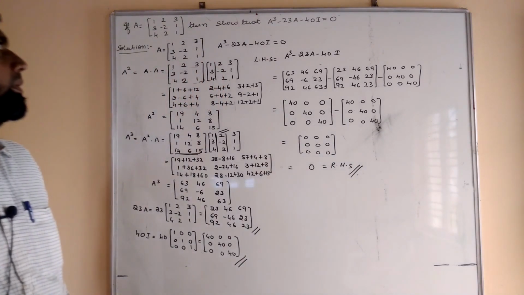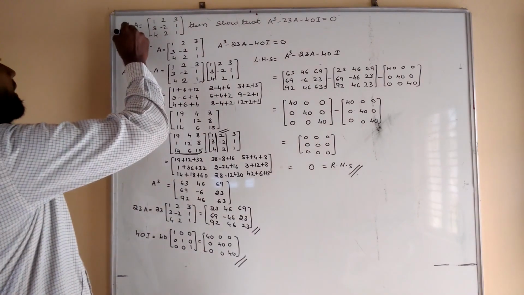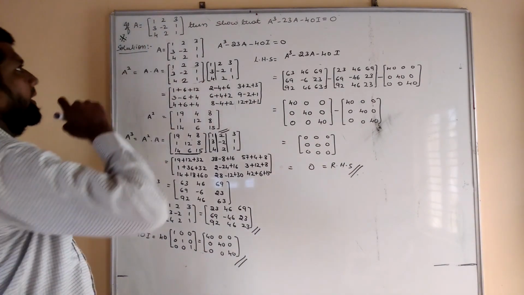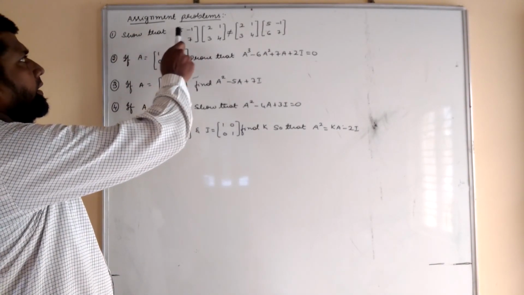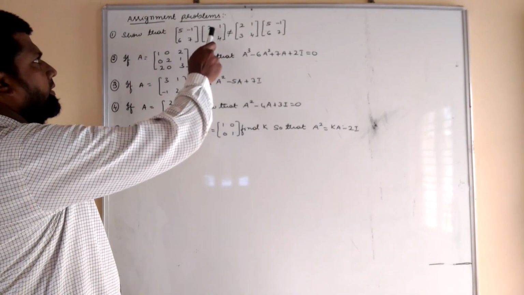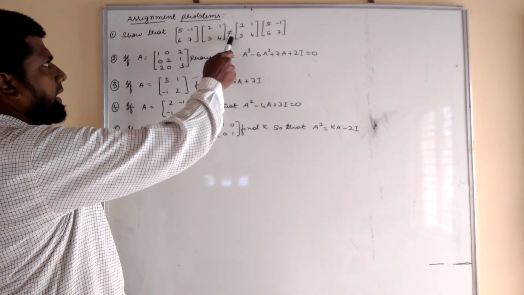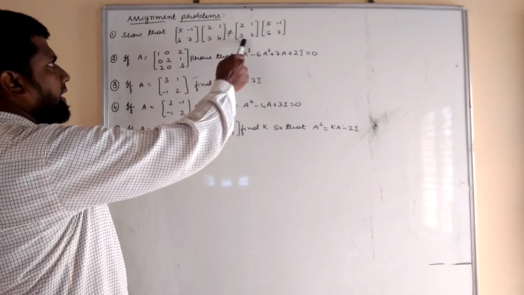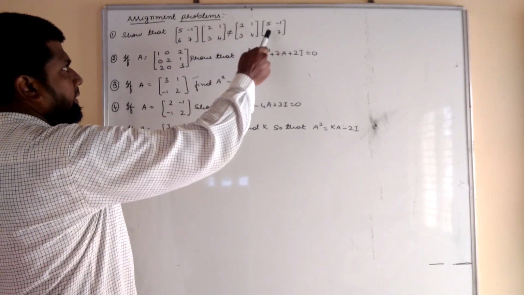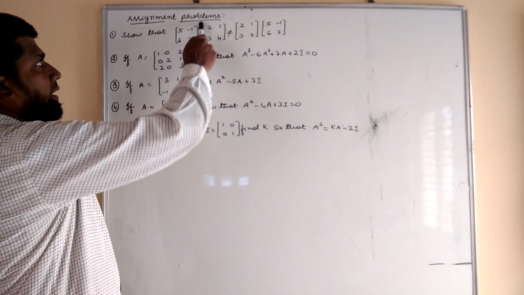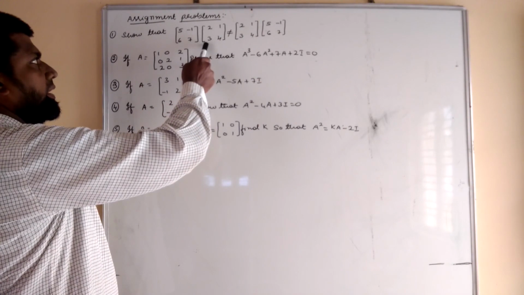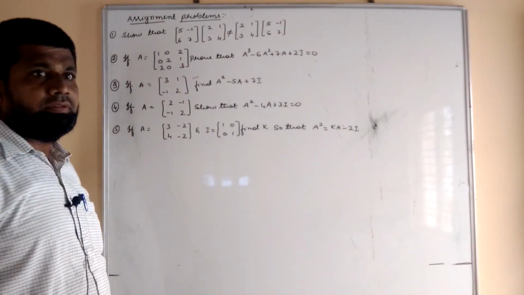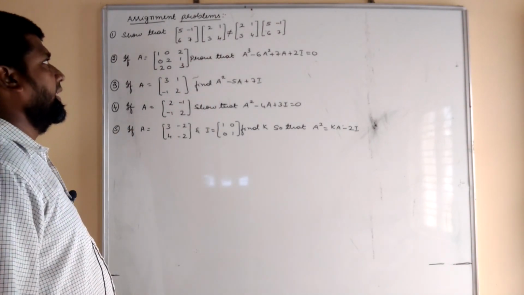So this is the problem, a very important problem for 5 marks. Okay, take down the assignment problems. The first problem is show that the product of 5, minus 1, 6, 7, 2, 1, 3, 4 is not equal to the product of 2, 1, 3, 4, 5, minus 1, 6, 7. Here I have not given any operation, so you have to multiply both matrices. Then you have to prove that the products are not equal.